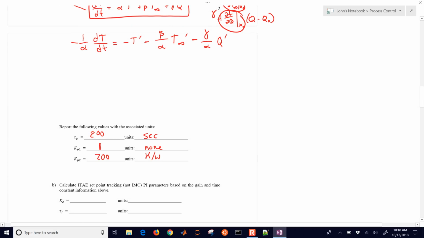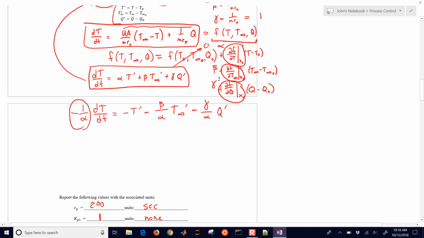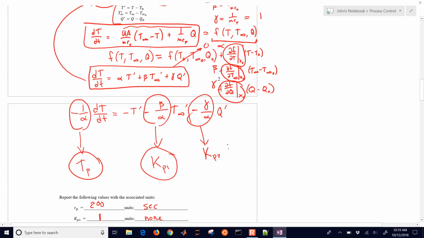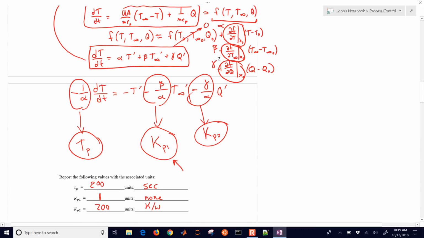Okay, so there's our standard form. We just put this into a time constant form where this is going to be equal to tau p, this is going to be equal to kp1, and this is going to be equal to kp2. So that tells us about how fast the system is going to respond and the gains for the different values. Now, the first one says if I have a 1 degree temperature change in the ambient conditions, then I'm going to have a 1 degree change in the temperature of my device, and that makes sense.